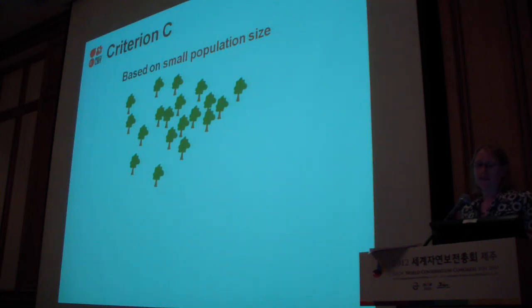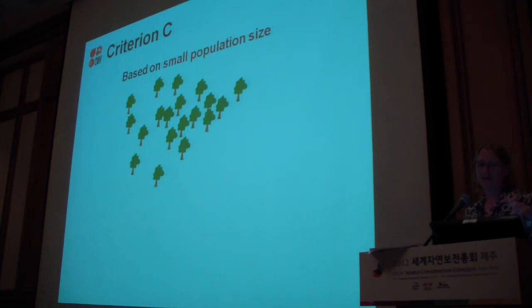Right, now this is a criterion with several sub-criteria under it. There's C1 and there's C2, and then C2 has C2A and C2B, and so on. It's got lots of sub-criteria. So do bear with me and tell me if you want me to go over this again after I've finished.